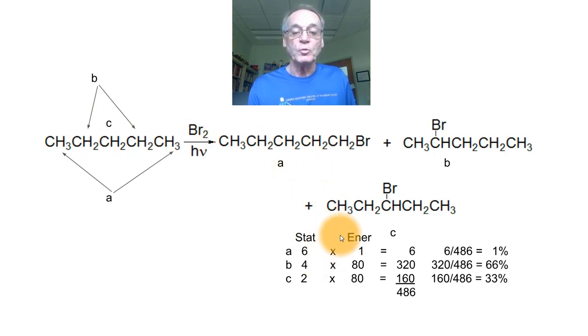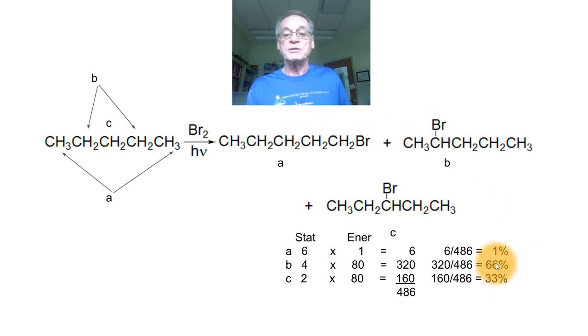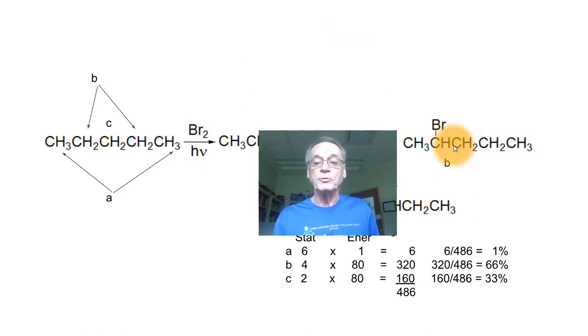The energy factor is going to be 1 to 80 to 80, and that's because these are primary hydrogens, these are secondary, and those are also secondary. So if we multiply out the factors, we get 6 to 320 to 160, total 486. 6 divided by 486 is 1%, so you only get 1% of this product over here, and that's because it's primary. You get roughly 66% of this one and roughly 33% of this one. So about 2 to 1 in favor of this. Again, not particularly good for synthesis because you're getting a mixture of things with significant amounts of both.